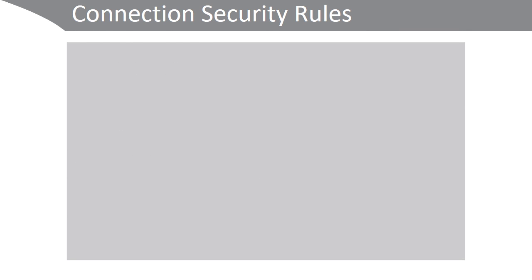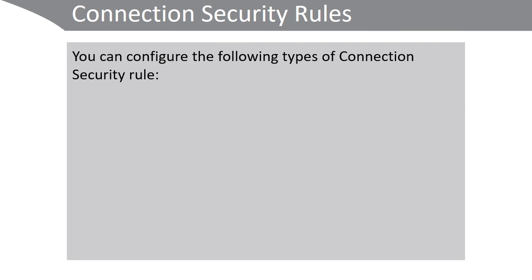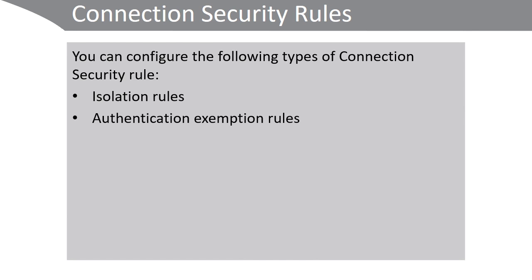A connection security rule enables you to configure isolation rules. This ensures that communication can only occur between computers that have the same security settings and are configured by the same connection security rule. All other computers can't communicate, so those computers are isolated. Authentication exemption rules. These are exemptions to the previous isolation rule, so you could specify that some computers won't adhere to a particular security standard for whatever reason.